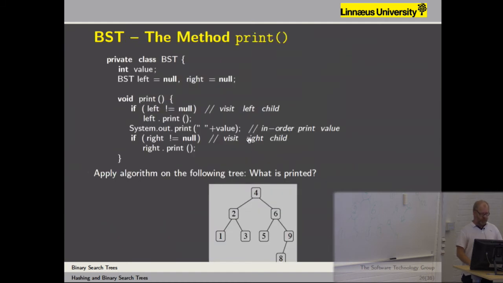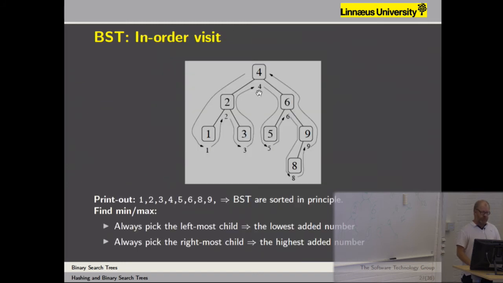If you take a look at this one, we are printing the value between the visit of the left child and the right child. That means we are printing two here, 3 here, 4 here, 5 here, 6 here, 8 here, and 9 here.